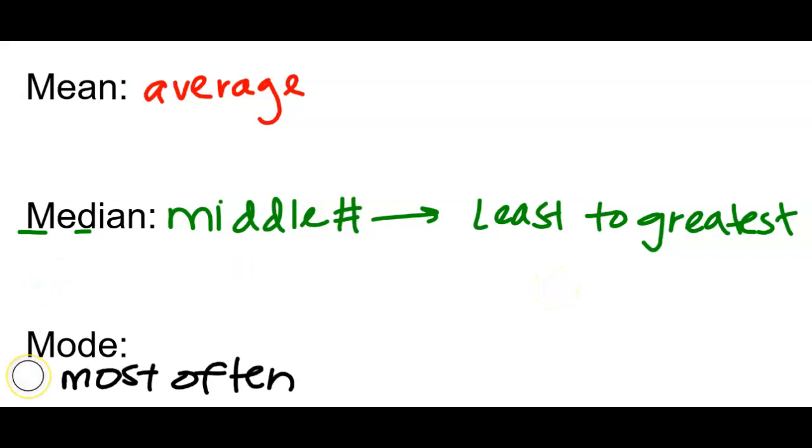Mode is the number that's listed most often. Mode and most are the same length. They have almost the same letters. So mode and most. Those are the hints I have for you to remember each.